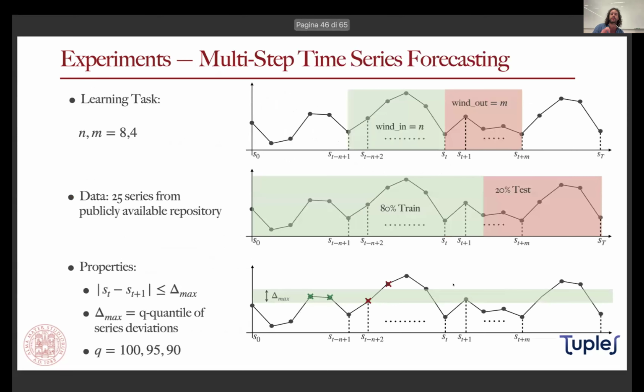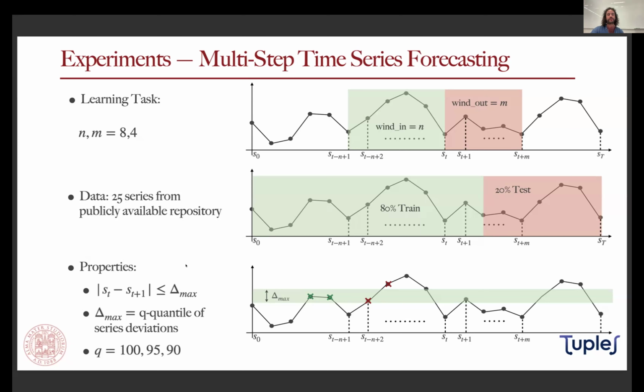But then we switch and we move to a more realistic setup. So here what we do is multi-step time series forecasting, okay? So here the problem is that we want to predict the M consecutive values of a time series by observing the N previous values of the same series, okay? And in particular for this, we use real world data from a public repository.